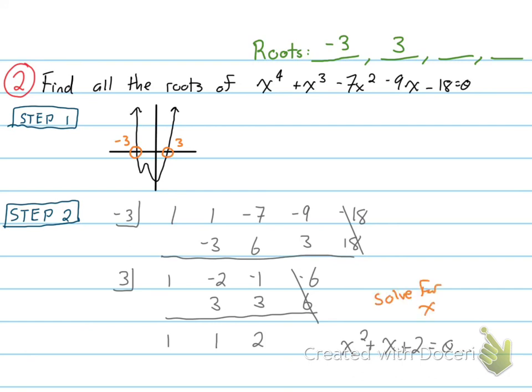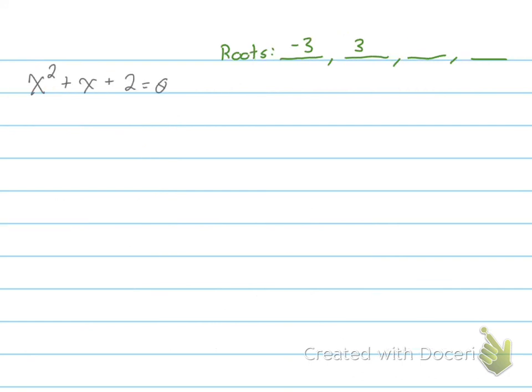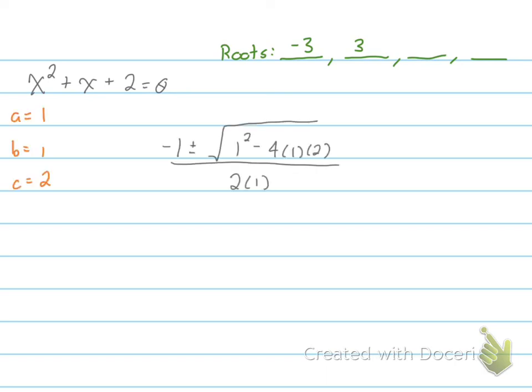And now finally, to find my last 2 roots, I'm going to solve for x. So bringing that equation over, here I'm kind of stuck at a factor, so I'm going to have to use the quadratic formula. When I plug that in, I get something like this. Simplifying under the radical, or the discriminant, I get negative 7. And then to simplify that, I can pull out that negative 1. So I'm left with negative 1 plus or minus i square root of 7 over 2.